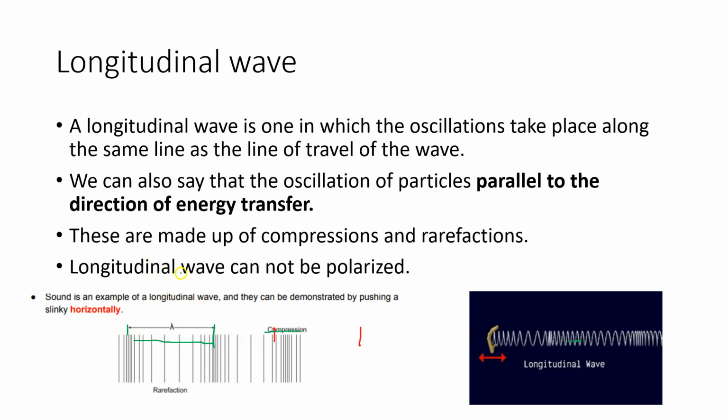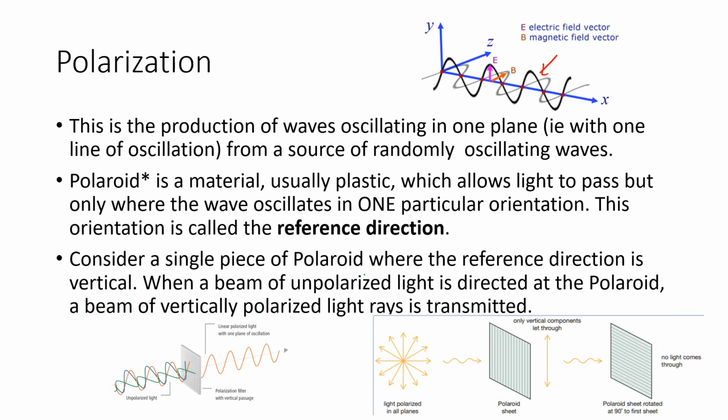Now, one other thing about a longitudinal wave is that it cannot be polarized. So, in a sense, it cannot be blocked using a slit. It will always pass through the slit. Okay? That's what we mean.